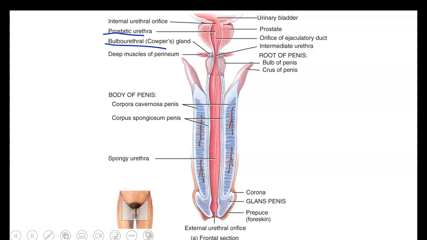Then you come through that bulbourethral gland, which in some texts is referred to as the Cowper's gland. And so that is going to enter in through this area here, past the bulb of the penis, and then it's going to come into what's known as the spongy urethra. And then you can see the different cavernosum layers and spongiosum layers that are going to be around it that are going to fill with blood and cause the erection.